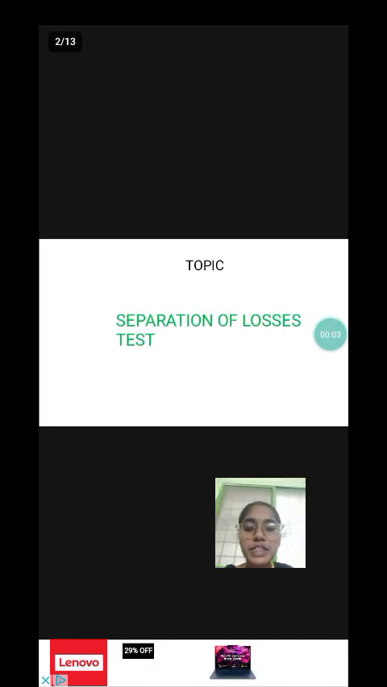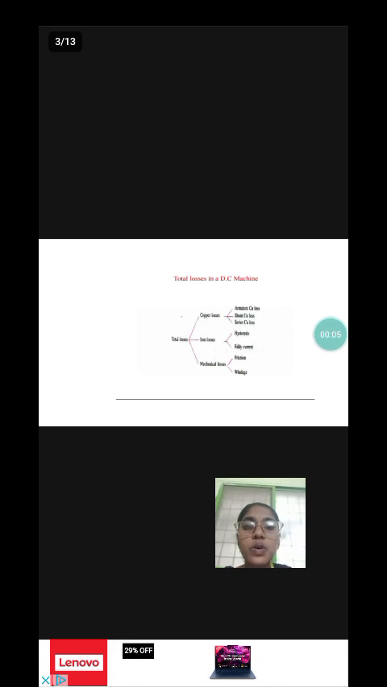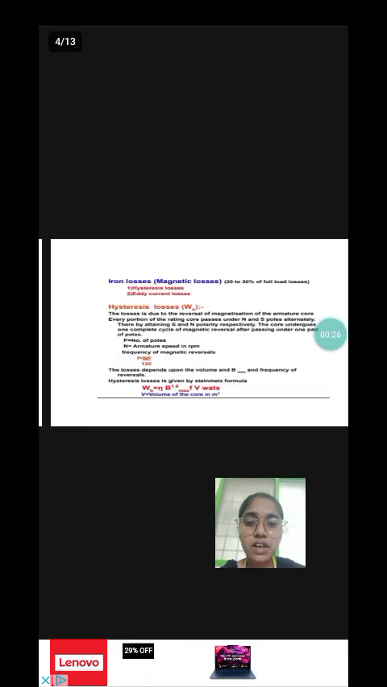Today, my topic is the separation of losses test. Total losses in a DC machine are of three types: copper losses, iron losses, and mechanical losses. Copper losses are divided into three types: armature copper losses, shunt copper losses, and series copper losses. Iron losses are again divided into two: hysteresis and eddy current losses. Mechanical losses are again divided into two: frictional and windage losses.